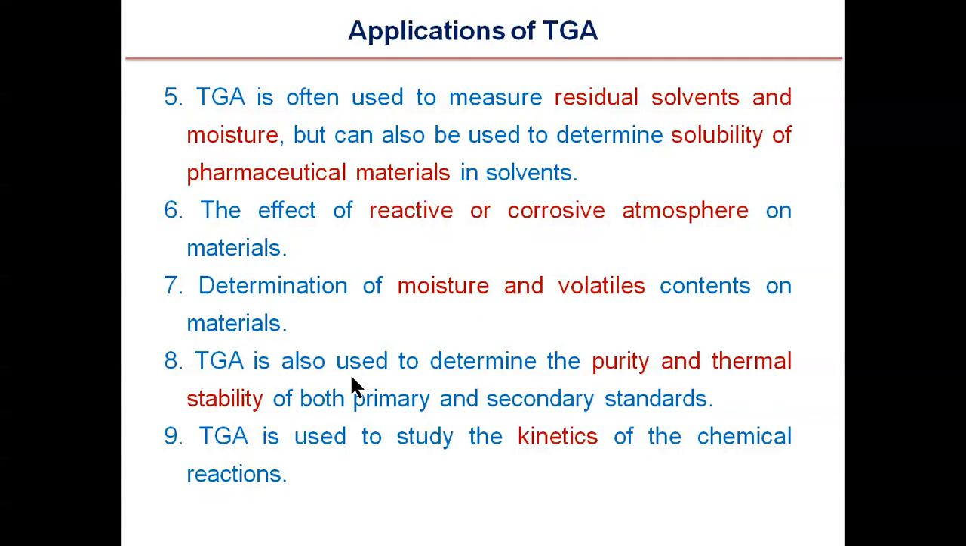The eighth one, TGA is also used to determine the purity and thermal stability of both primary and secondary standards. TGA is also used to study the kinetics of chemical reactions. So these are the important applications that I have quoted here. Of course, there are many more applications of TGA, but these nine applications are the very important and main applications of TGA.